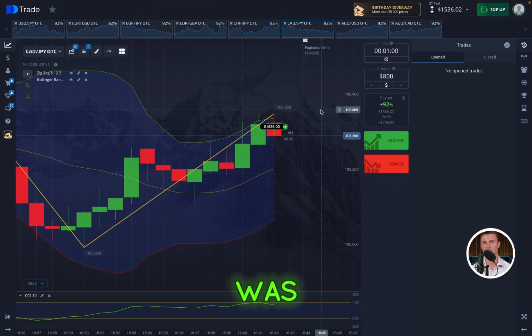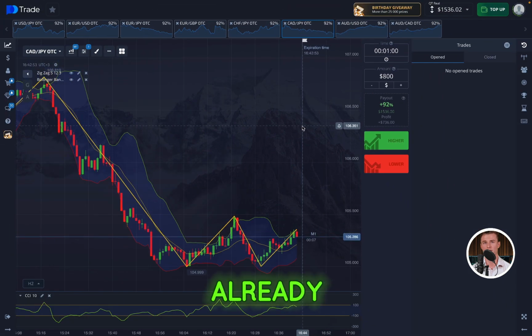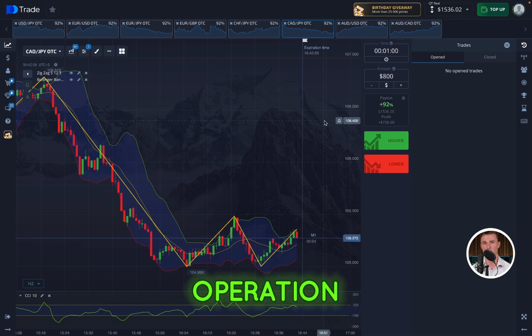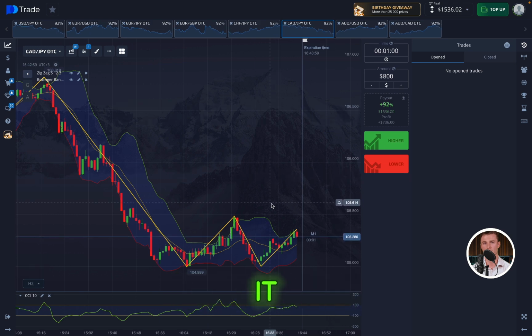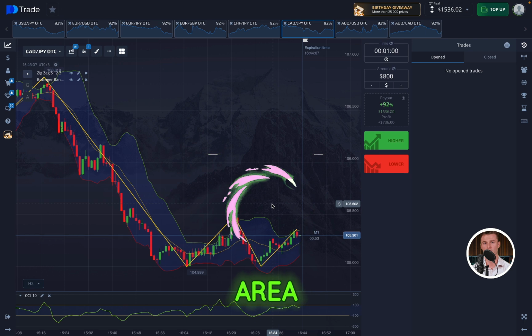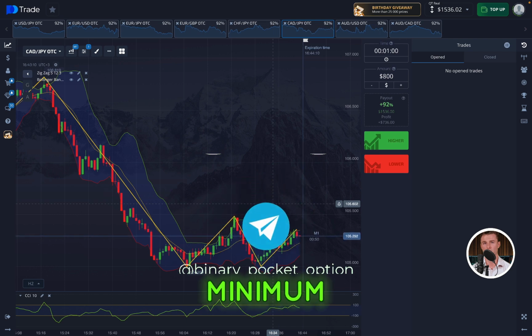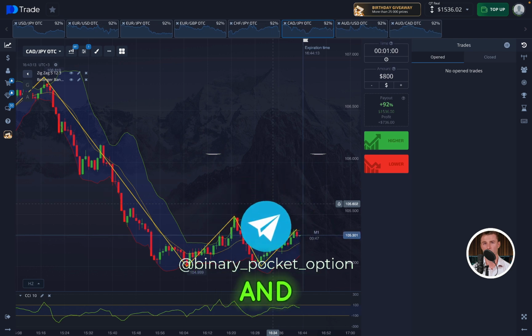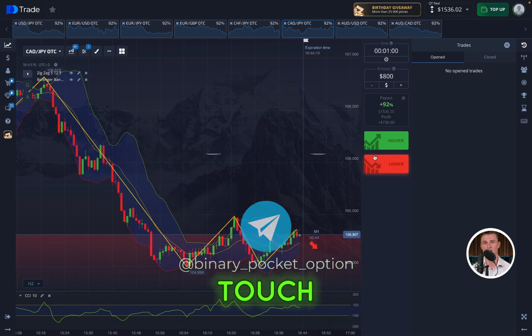Plus, great, there was a good signal here, and I hope you already understood the principle of operation of this strategy. Yes, it also works when opening a deal for an increase, but there should already be an exit from the oversold area. And a local minimum should also be formed, and the lower Bollinger Band should touch.